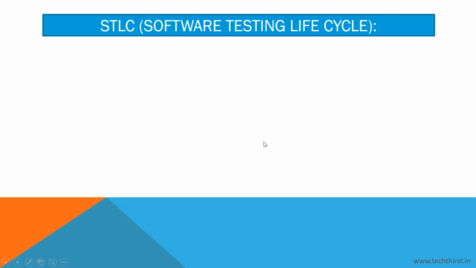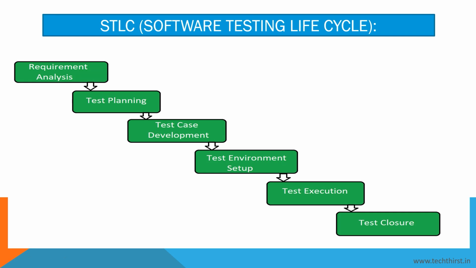Software testing life cycle. We mainly have 6 steps in this cycle. First, we have requirement analysis.